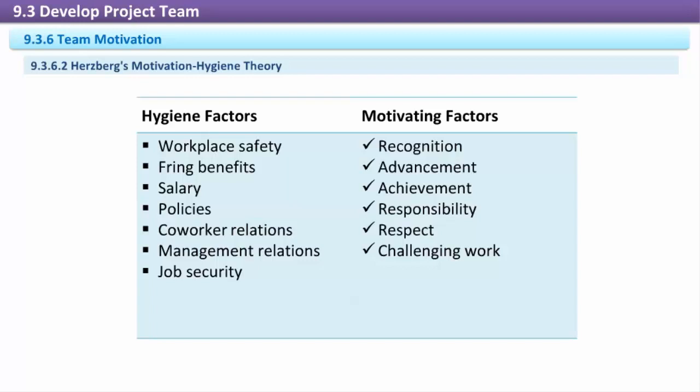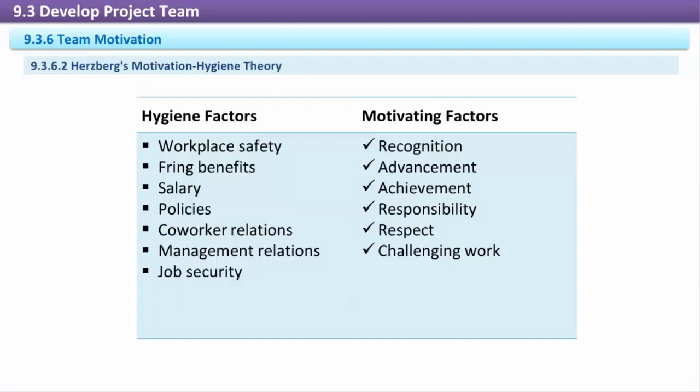This theory was developed by psychologist Frederick Herzberg from a study of 203 engineers and accountants, and he found that the factors that lead to job dissatisfaction are completely separate from the factors that motivate employees. Herzberg called these hygiene factors and motivating factors. What Herzberg found is that adding hygiene factors may decrease job dissatisfaction, but it will not motivate employees.